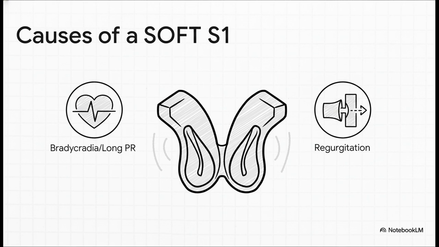And you guessed it, the opposite is true for a soft S1. If you have a long PR interval, there's this long delay before the ventricle contracts. During that time, the leaflets just kind of float almost all the way closed. So when the contraction finally happens, it's that soft little tap, a muffled S1. And in severe regurgitation, the leaflets are so floppy and leaky that they don't even close properly, which of course gives you a very soft or sometimes even an absent S1.